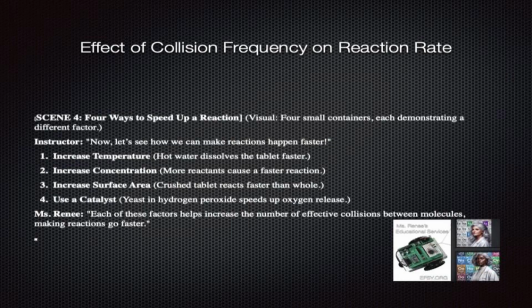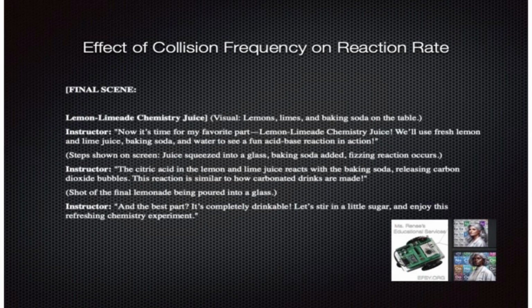Now, there are 4 ways to speed up a reaction. Now let's see how we can make a reaction happen faster. 1, hot water dissolves tablets faster. 2, when we increase the concentration, more reactants cause a faster reaction. 3, if we increase the surface area, the crushed tablet reacts faster than a whole one. 4, we use a catalyst: yeast and hydrogen peroxide speeds up oxygen release. Each of these factors helps increase the number of effective collisions between molecules, making reactions go faster.